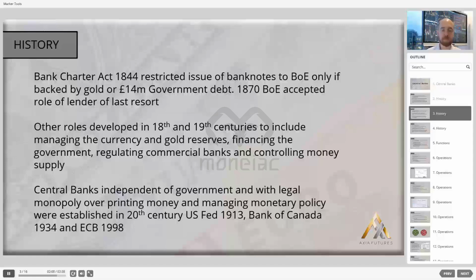So moving on, central banks we're going to be talking about are going to be the Bank of England, the ECB, European Central Bank, the Federal Reserve of the US and the Bank of Canada. Now you would have thought that these are very old institutions. In fact, apart from the Bank of England, they were all created in the 1900s. The Fed in 1913, Bank of Canada in 1934, and much, much later the ECB with the advent of the euro in 1998.